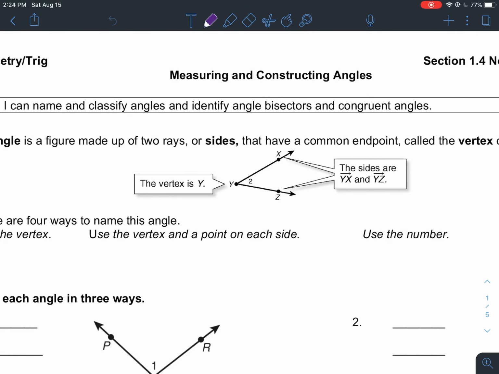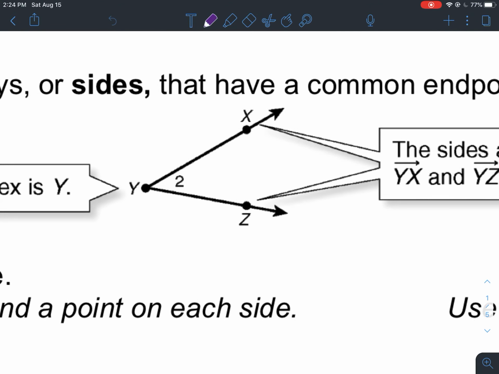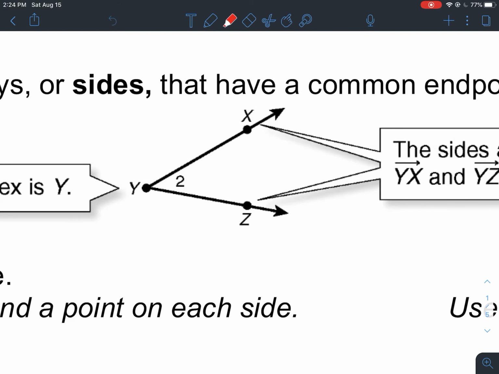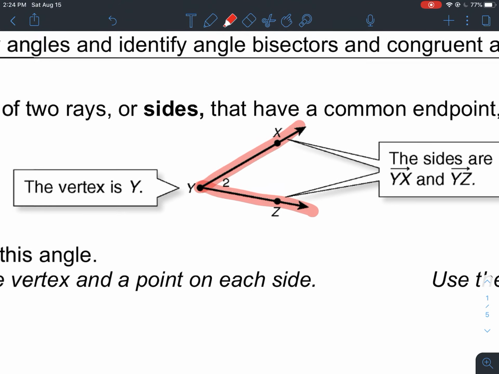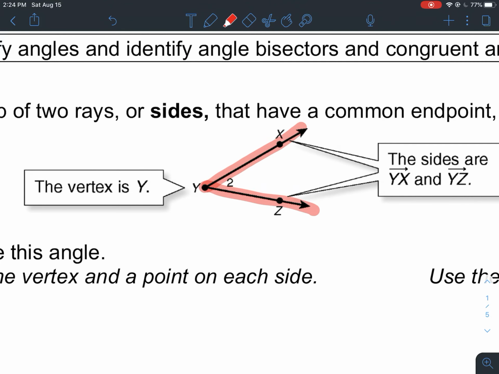An angle is a figure made up of two rays that have a common endpoint, and it looks like that. Okay, so this is an angle. Y is called the vertex. Very important that we know what the vertex is. The vertex is where the two rays both extend out of. The two rays here are YX and YZ.